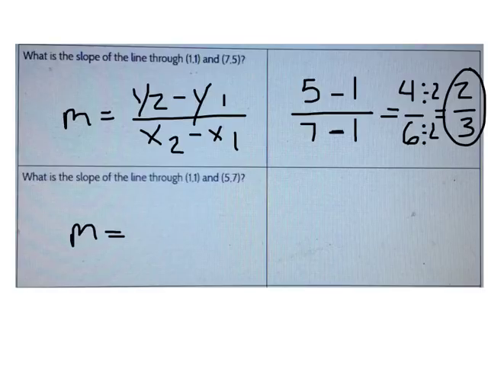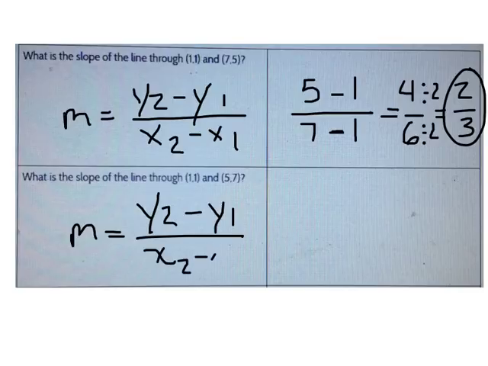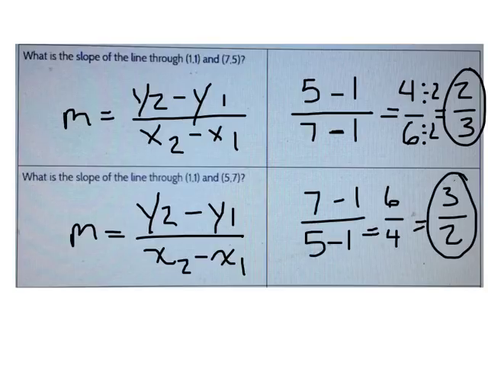What is the slope of the line through 1, 1 and 5, 7? Remember, I can use the formula m equals y2 minus y1 over x2 minus x1. The slope of this line is 3/2.